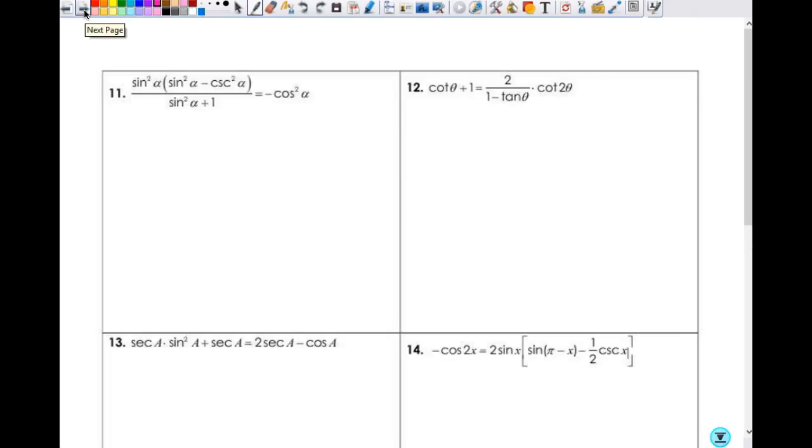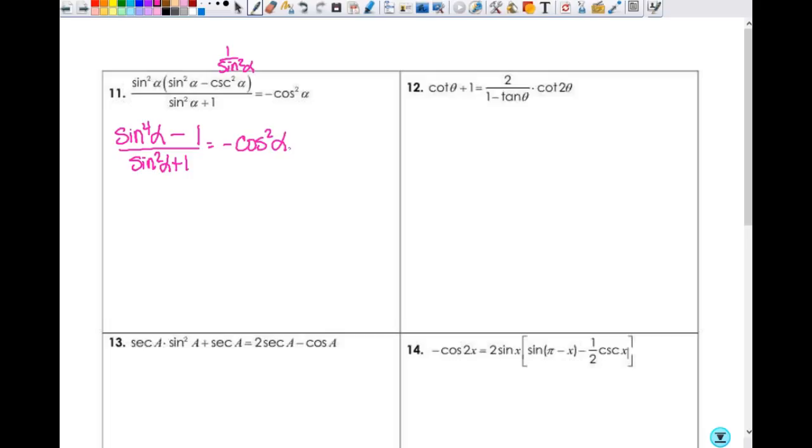Alrighty, so this next one here, I'll start by distributing my sine squared alpha. So when I do that, I'm going to end up with sine to the 4th alpha minus, well, cosecant squared is 1 over sine squared. So that means those just give me 1 in the end, over sine squared alpha plus 1. That's equal to negative cosine squared alpha.